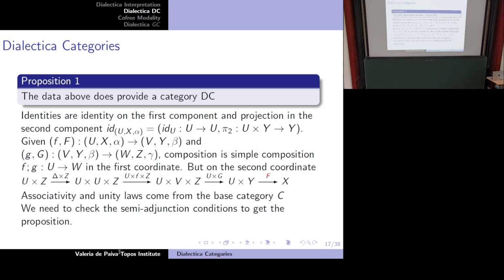But the theorem here is just that the data above does provide a category. And that means you have to show what the identities are, and the identity is just the identity in the first coordinate and the second projection in the second coordinate. And here's someone who's thinking about lenses. Here you see why I say this is like lenses, because the composition of these things is just simple composition on the first coordinate, do F and then do G, but on the second coordinate, you have a very complicated composition that is exactly the composition of lenses.